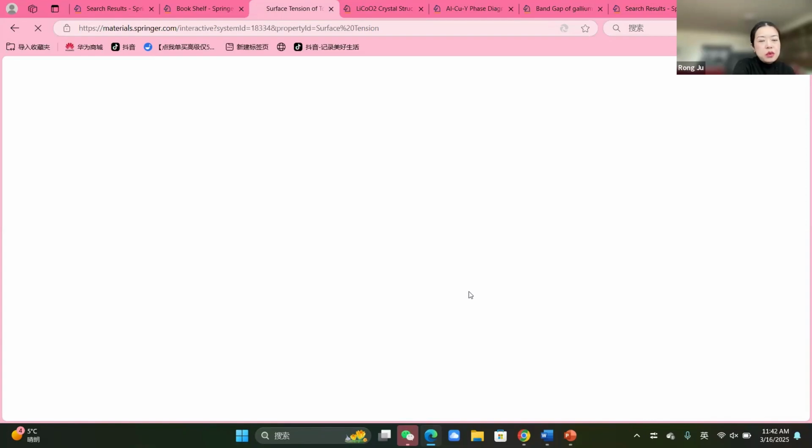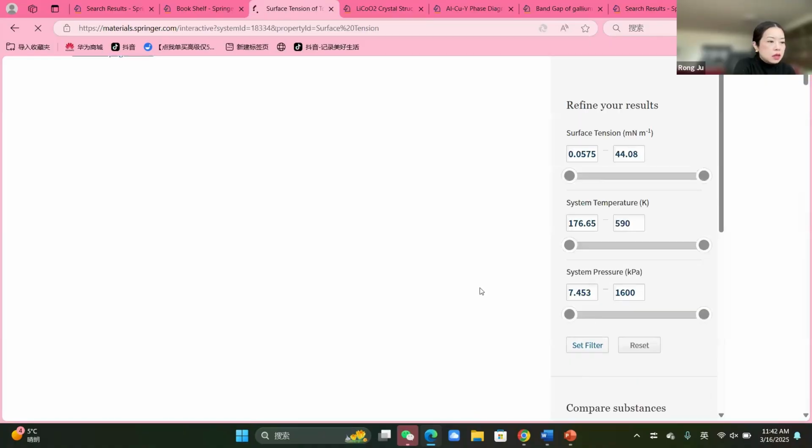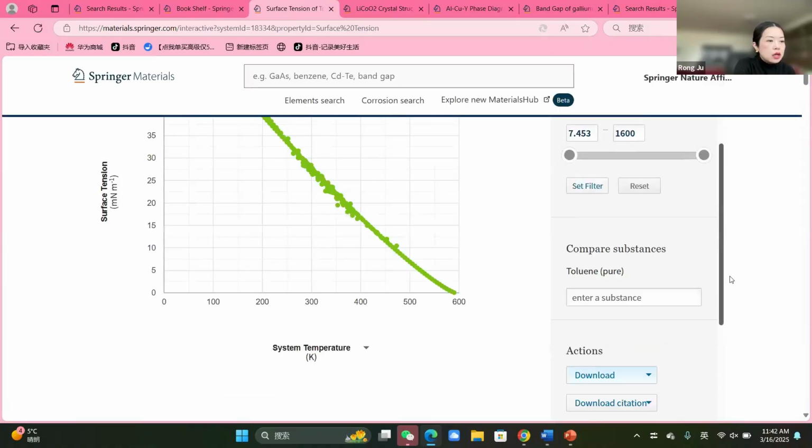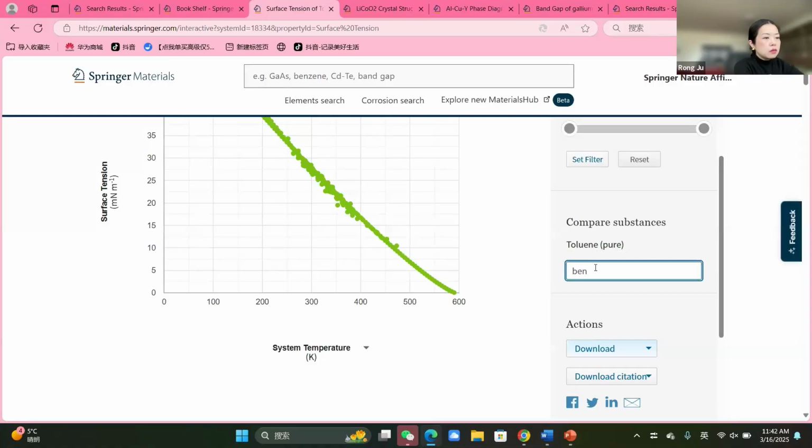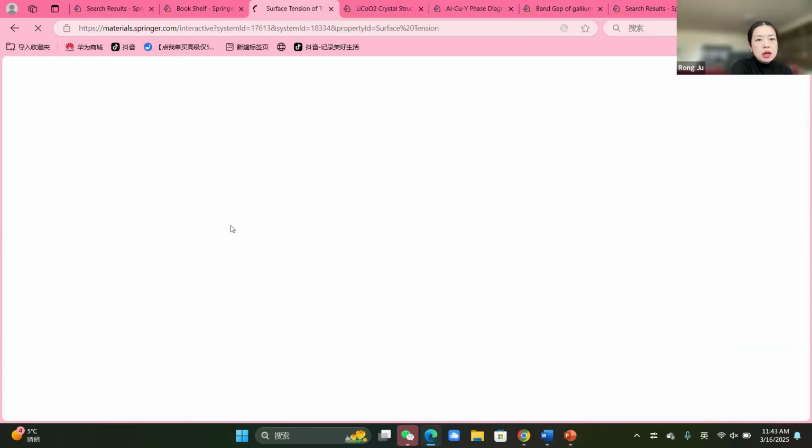Other than the sliding bar, we also offer you the comparison functionality. So you can decide, I want to compare the surface tension of toluene with benzene. Here we give you the functionality. You just type in the pure benzene. Now you can compare the surface tension of toluene and the pure benzene directly on this graph. So it's very handy. We offer you up to 3 substances. You can compare them at the same time on the screen.